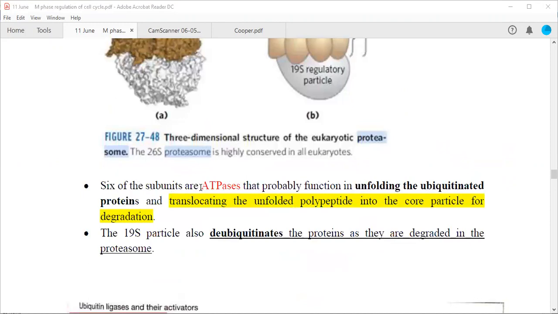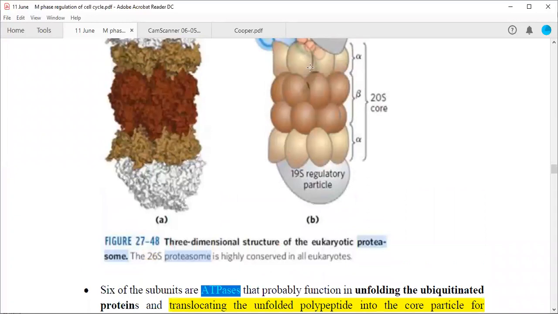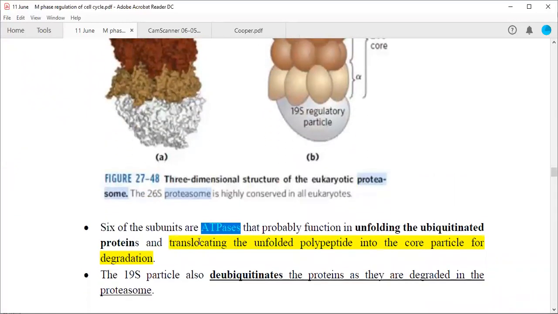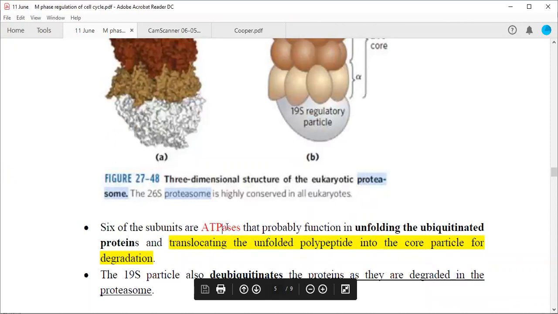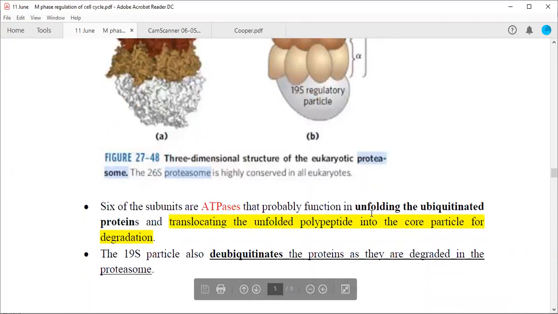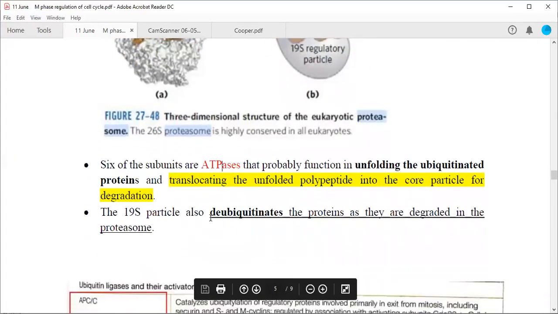So 6 of the subunits are ATPases. इनमें से जो core particle के बीटा सबयूनिट्स होते हैं उनमें से 6 सबयूनिट्स ATPase का फंक्शन करते हैं, ATP को ब्रेक डाउन करके अपनी एनर्जी ऑब्टेन करते हैं. Probably function in unfolding of ubiquitinated proteins. ये ATP कहाँ पर रिक्वायर्ड होती है? So that the ubiquitinated proteins, यानी कि जो टारगेट प्रोटीन्स हैं उन्हें अनफोल्ड किया जा सके, and translocating the unfolded protein into the core particle for degradation. So 6 of the subunits in this particular complex do ATPase, means ATP hydrolysis, which functions to unfold and translocate this target protein to the core particle. And then the 19S particle also has this.